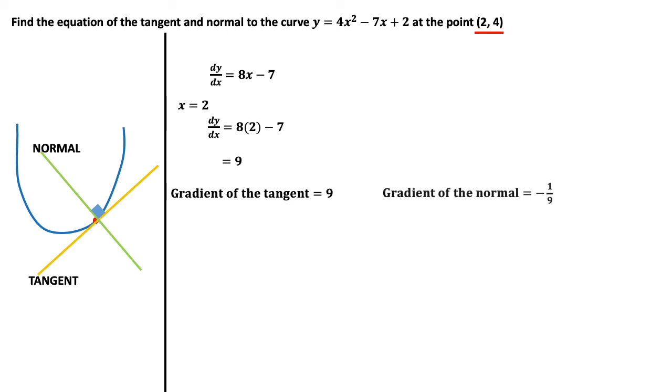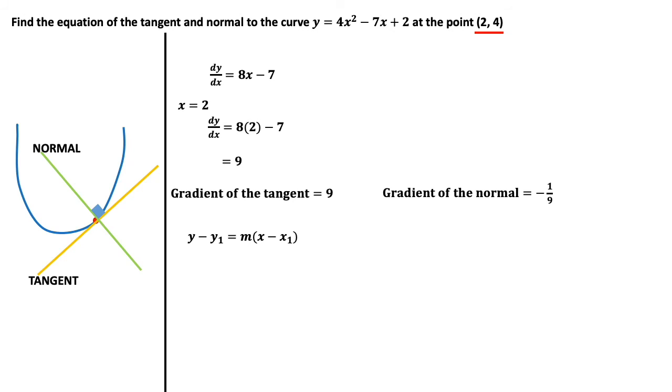Now, if the gradient of the tangent is 9, remember that the product of the gradients of perpendicular lines is always minus 1. Therefore, the gradient of the normal must be minus the reciprocal of 9, so minus 1 over 9. You can check this makes sense, because 9 multiplied by minus 1 over 9 should give you minus 1, and it does. So we have the gradient of the tangent and the gradient of the normal.